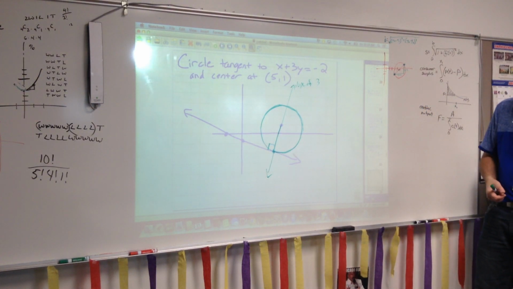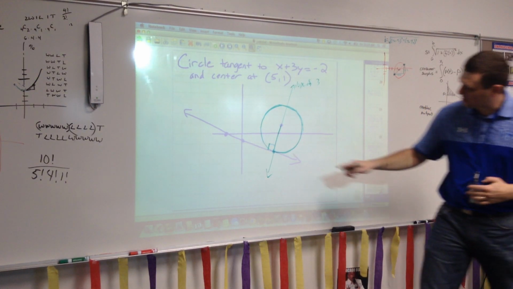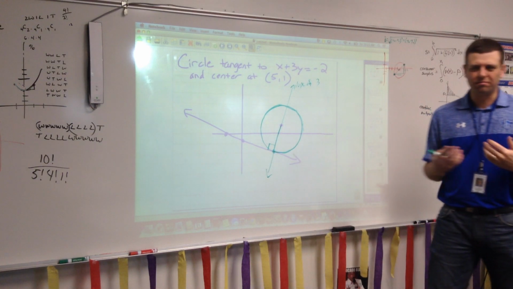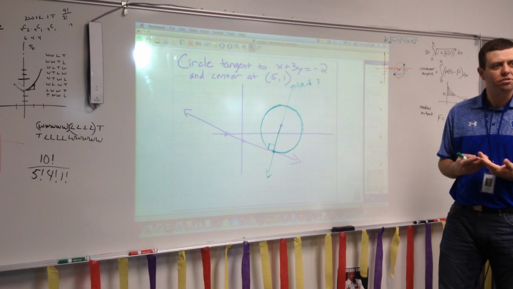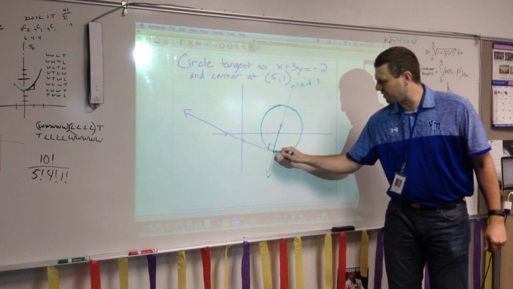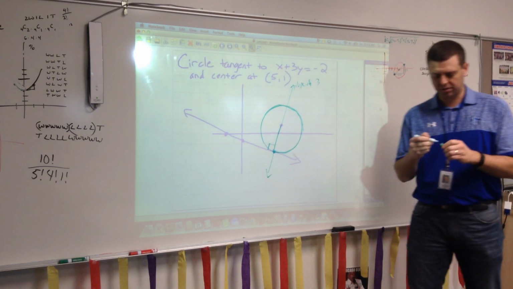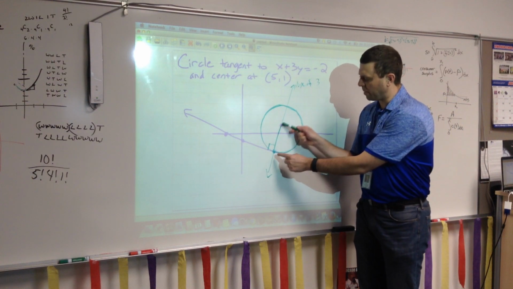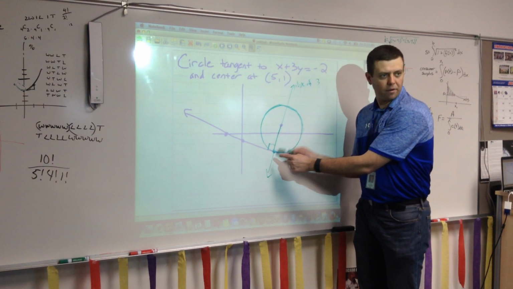Now, it looks to me like it hits right here at this exact coordinate, but remember this is a rough sketch. I didn't do anything really exact here. So I need to figure out what this coordinate is, because once I figure out this coordinate, can't I use the Pythagorean theorem to figure out my radius?